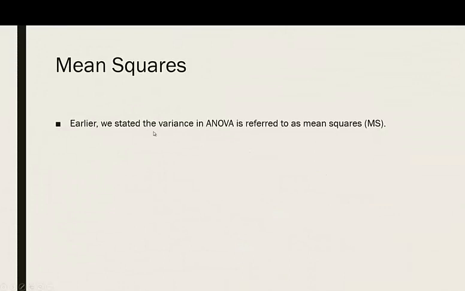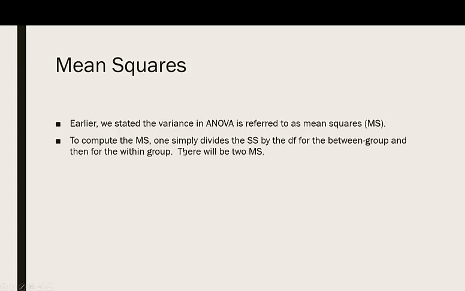So earlier we stated that variance in ANOVA is referred to as mean squares. To compute the mean squares, one simply divides the sum of squares by the degrees of freedom for the between group and then for the within group. So there will be 2 mean squares. And this is what our formula looks like: the sum of squares divided by the degrees of freedom. So we do it for each group, the between and the within.